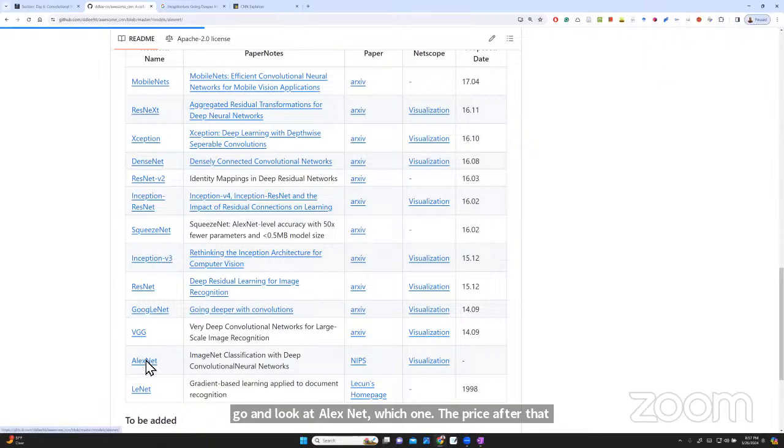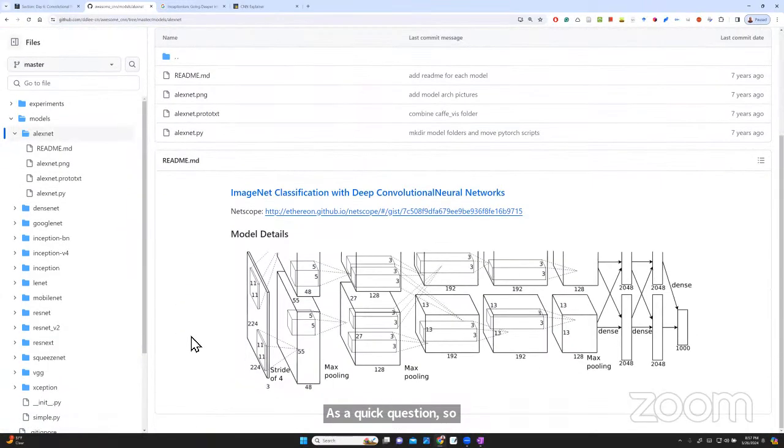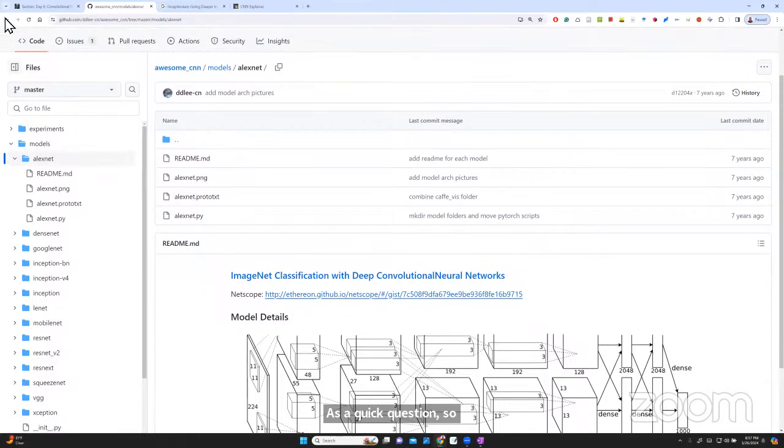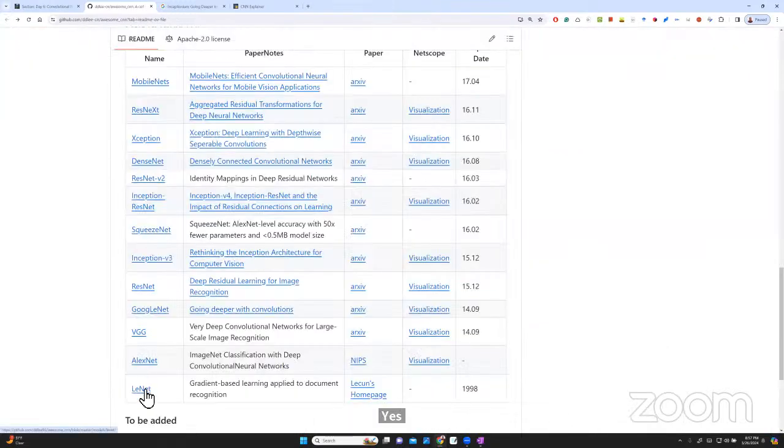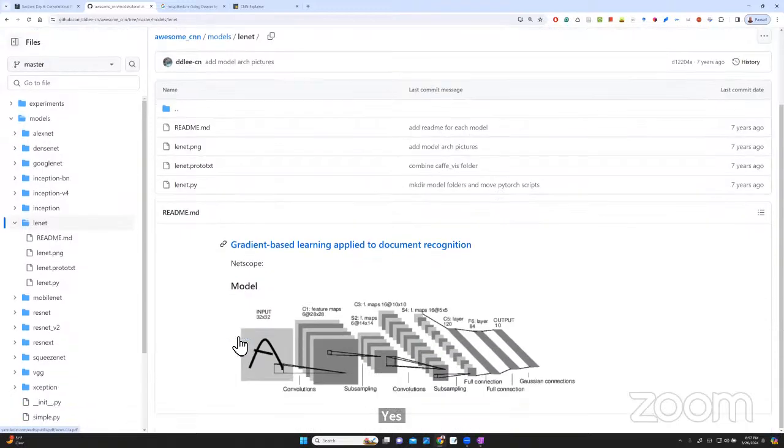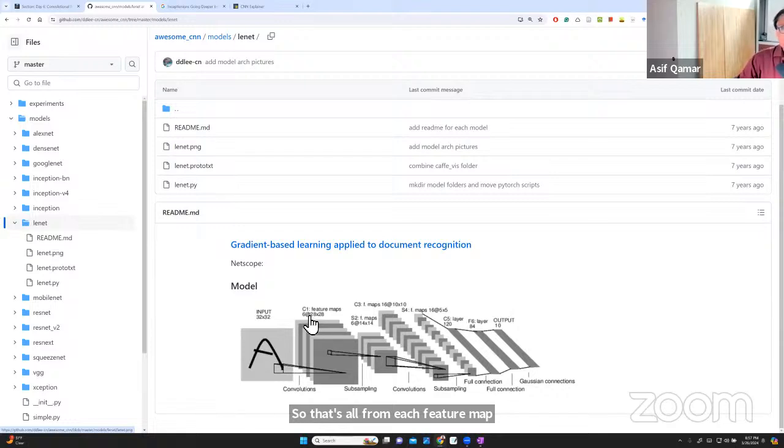Asif, quick question. Yes. In the previous one, there is 6 into 28 into 28, right? So those 6 layers are from each feature map. Sorry, each filter, 6 filters. Yeah, 6 filters were applied. You can always tell how many filters were applied by looking at how many feature maps are produced, because each filter produces one feature map.